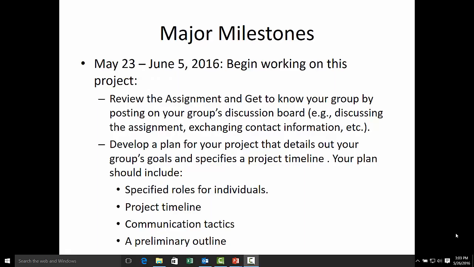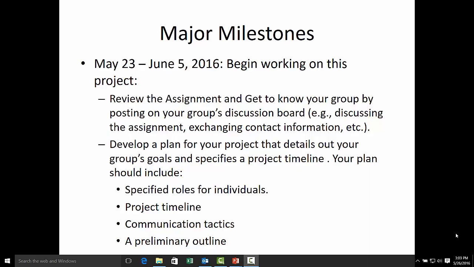Now let's look at the major milestones for this project. Beginning this week, you should be starting your work on this best practices group project. A good place to start is to review the assignment. It's posted in the assignments area of Blackboard underneath the best practices group project folder. There's also a link to that in module 2.